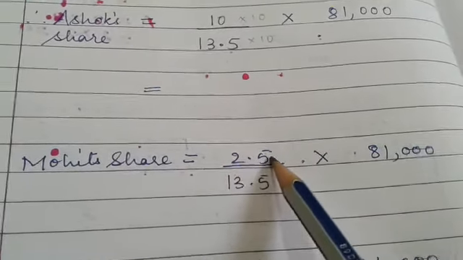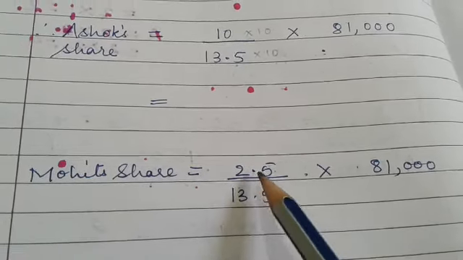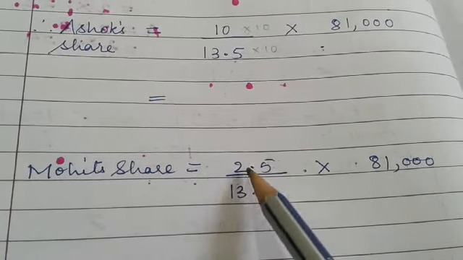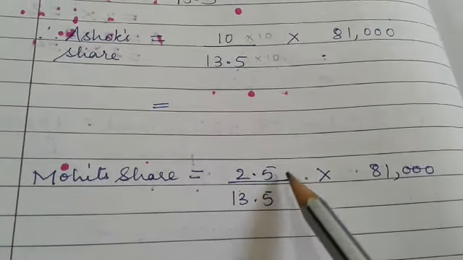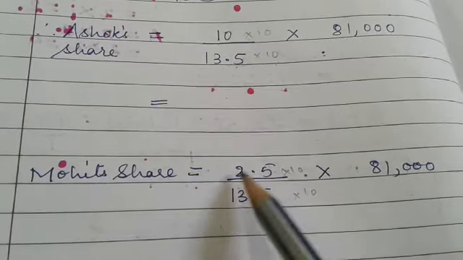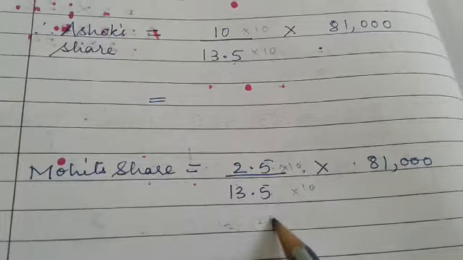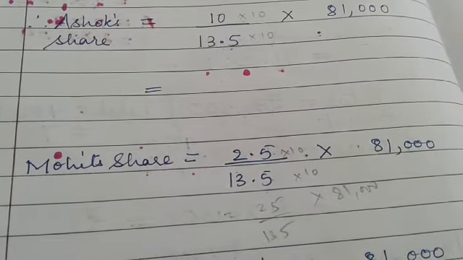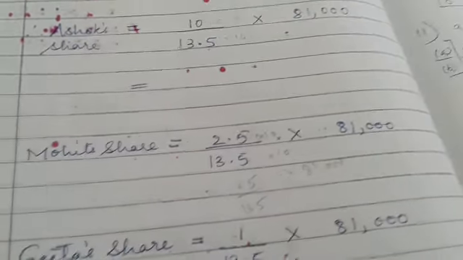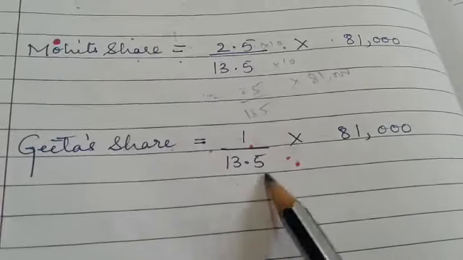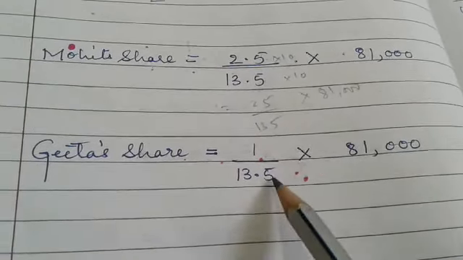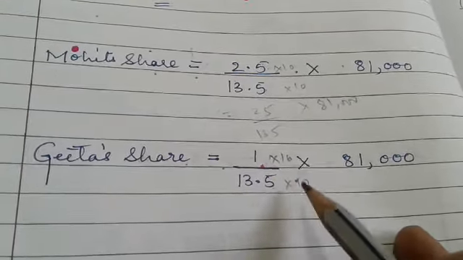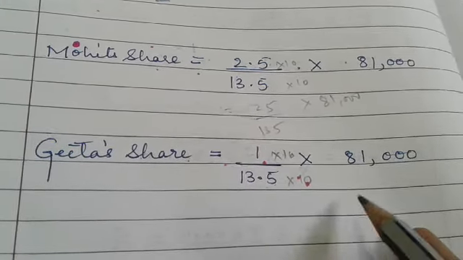And here, after the point 1 digit. This concept is the same for both: after the point 1 digit, multiply and divide by 10, so that this point will be totally removed, and you will get 100 upon 135 multiplied by 81,000. Okay, so this will be done. So here also the same thing, children: 1 upon 13.5 multiplied by 81,000. After the point 1 digit, so multiply and divide by 10. 1 tens are 10, 13.5 into 10 is 135, multiplied by 81,000.